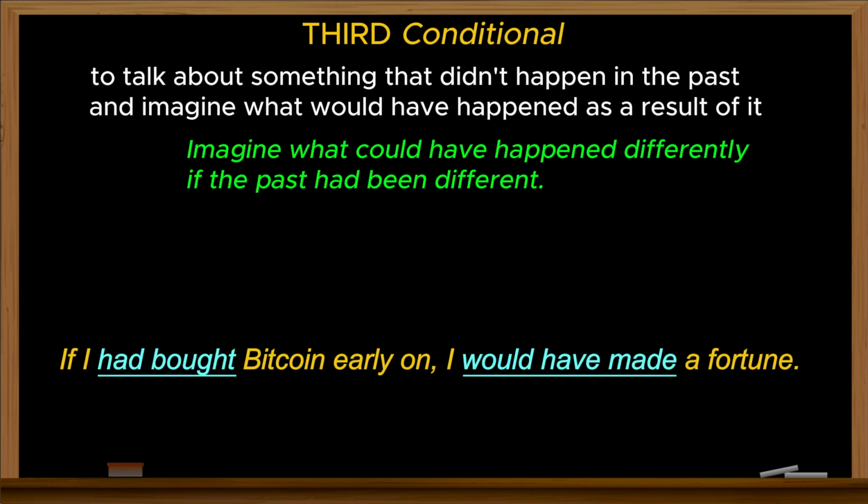If I had bought Bitcoin early on, I would have made a fortune. Here, the condition is purchasing Bitcoin early on, which is something that didn't happen in the past. The hypothetical outcome is the person's financial success, or making a fortune, if they had invested in Bitcoin at an earlier stage. It expresses a regret and reflects the missed opportunity and the potential wealth they could have accumulated.